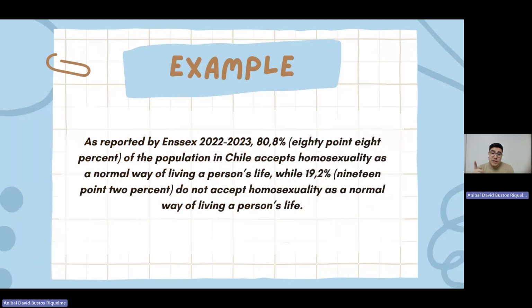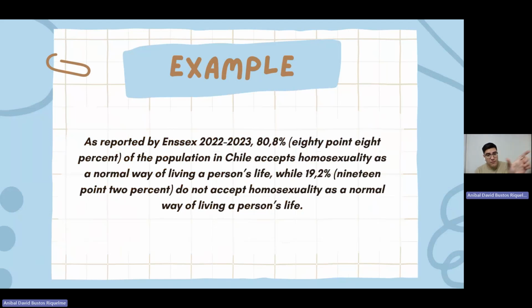And here I have some examples. This is one particular example. As reported by NSEX 2022-2023, 80.8%, that's how we read it, 80.8% of the population in Chile accepts homosexuality as a normal way of living a person's life, while 19.2% do not accept homosexuality as a normal way of living a person's life.